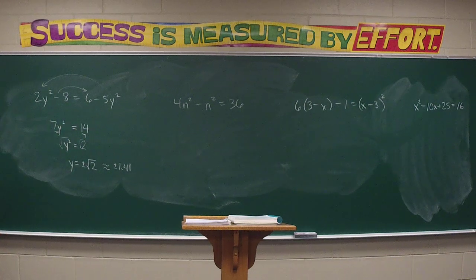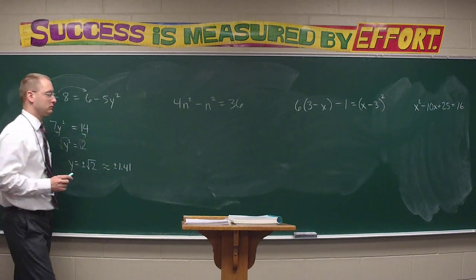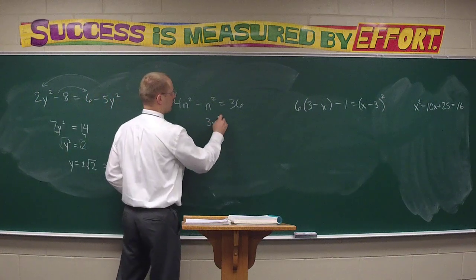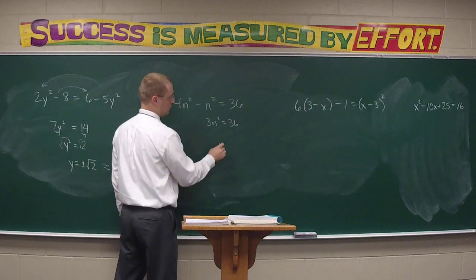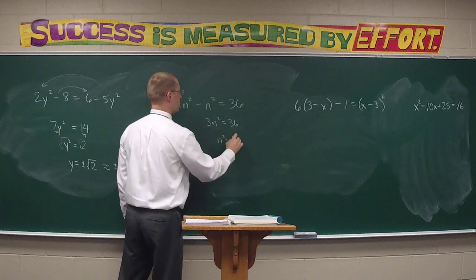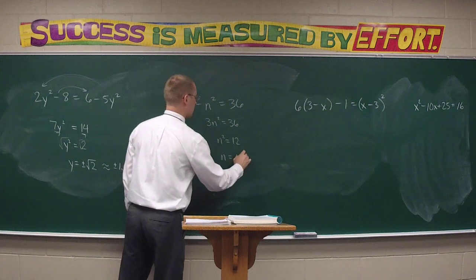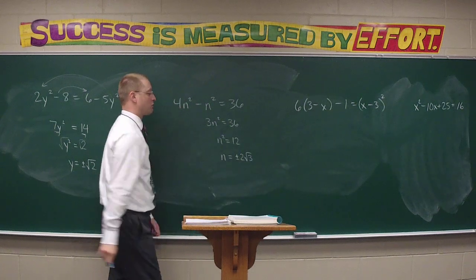Michael, what do we need to do here? You need to subtract the n squared. You get 3n squared equals 36. You need to divide away the 3 to get n squared equals 12. And then take the square root to get positive negative 2 square root of 3. Excellent. Positive negative 2 times the square root of 3.